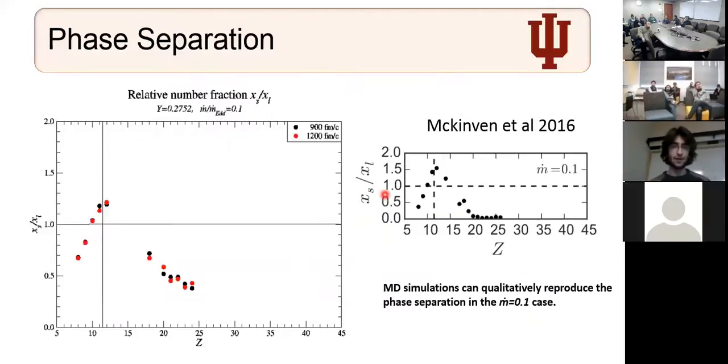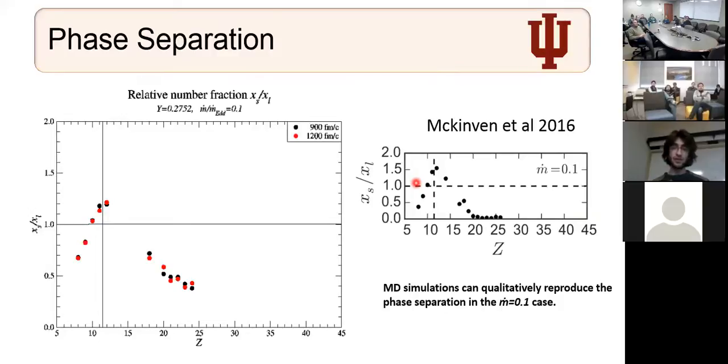And again, this is that same plot for our MD simulation, put side by side with McKinven 2016, and it's qualitatively very striking, at least. And so I'd like to believe that MD simulations can reproduce the phase separation in this weird case, and we can confirm that it's not an artifact of the model, but this is a real thing.